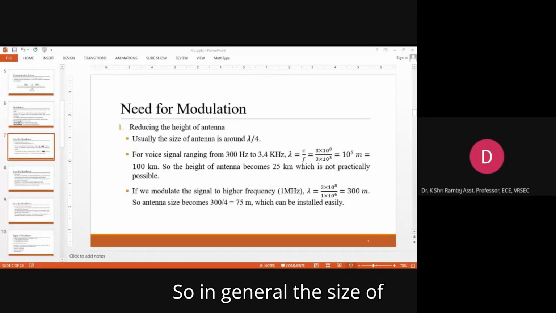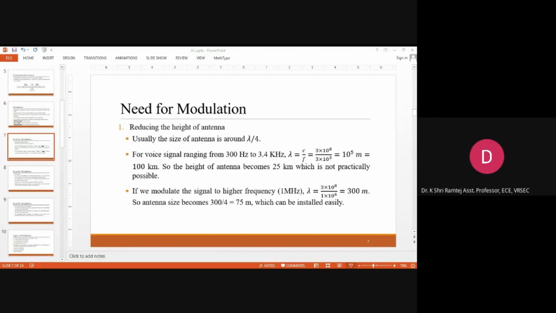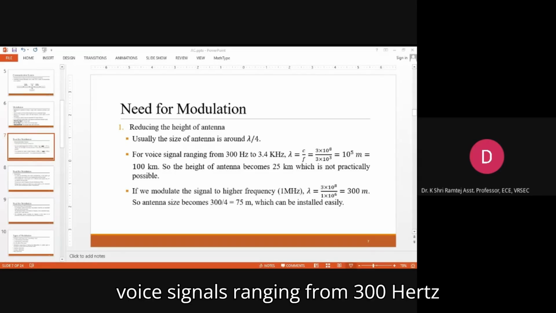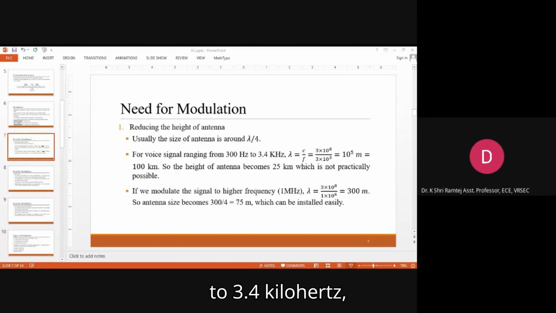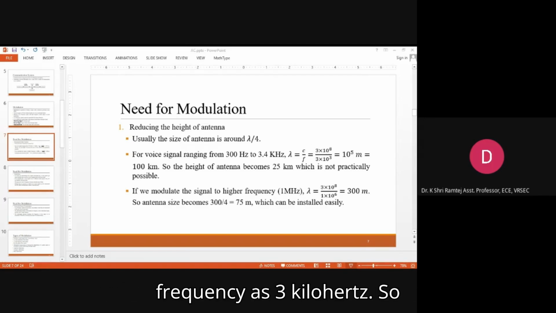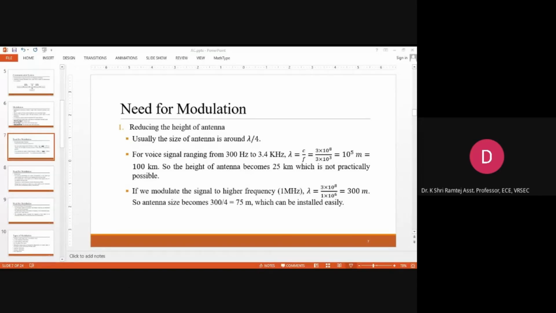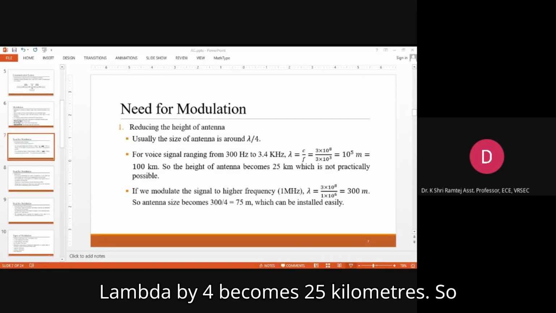So in general, the size of antenna is given by lambda by 4. So its height is around lambda by 4, where lambda is the wavelength. So for voice signals ranging from 300 Hz to 3.4 kHz, the value of lambda will be, I have taken frequency as 3 kHz. So lambda will be c by f, which is 3 into 10 power 8 by 3 into 10 cube. So lambda will be 100 kilometers. So the height of the antenna, which is lambda by 4, becomes 25 kilometers.